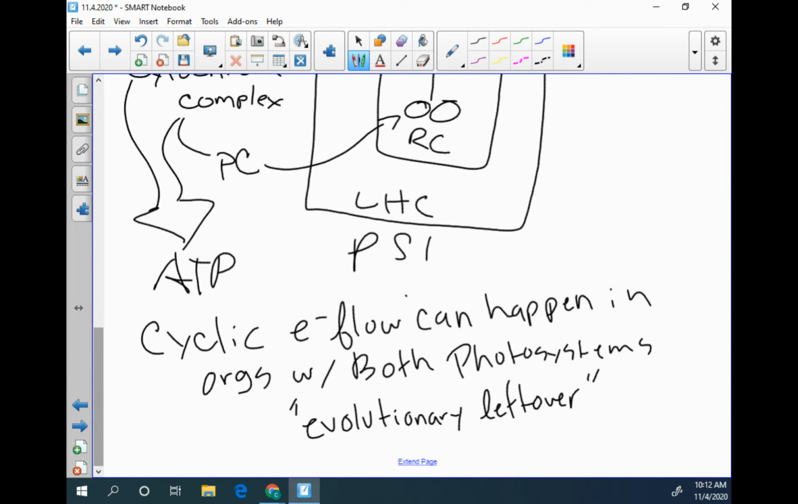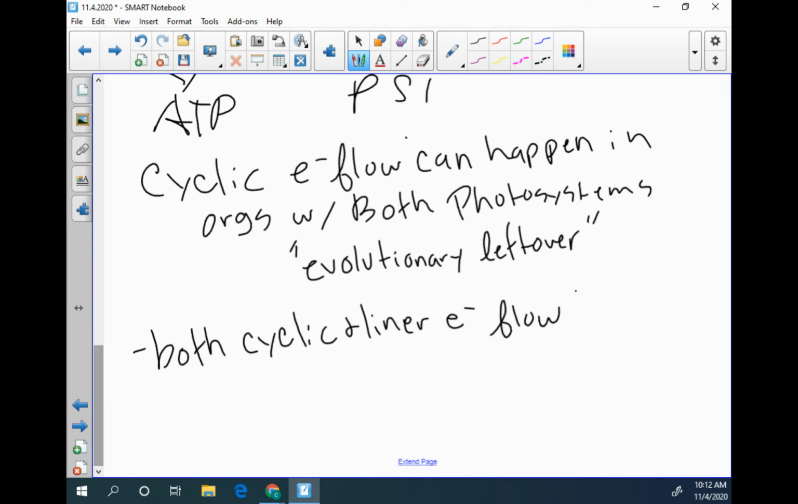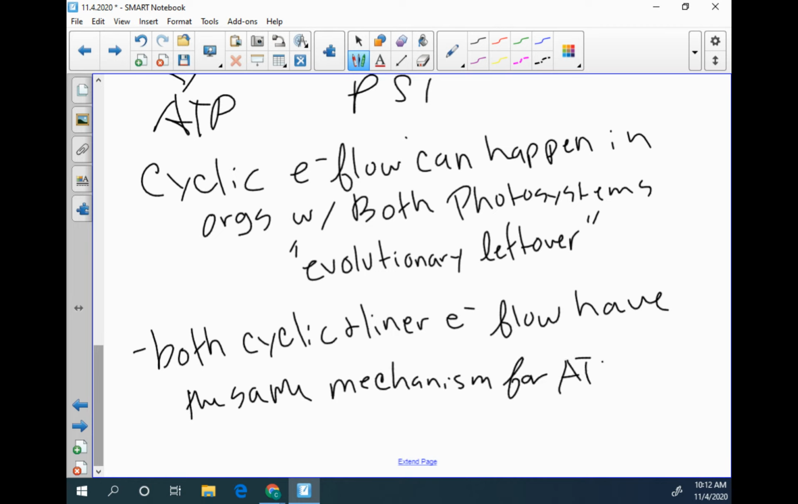But both cyclic and linear flow have the same mechanism for ATP production.